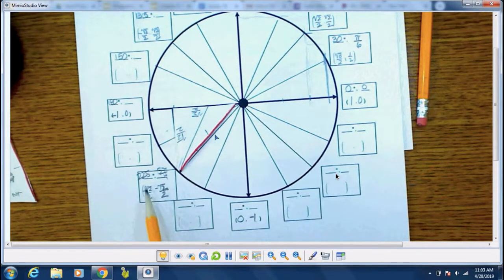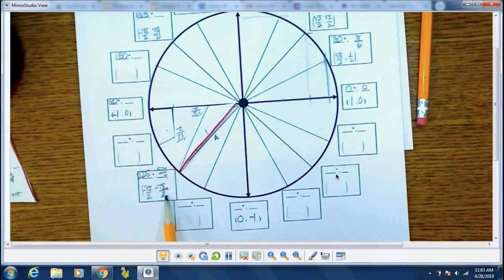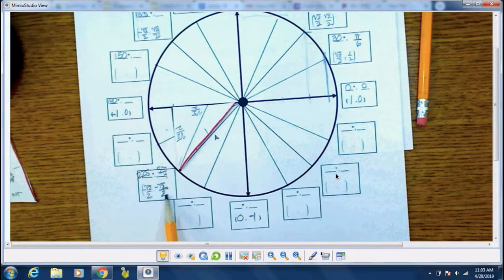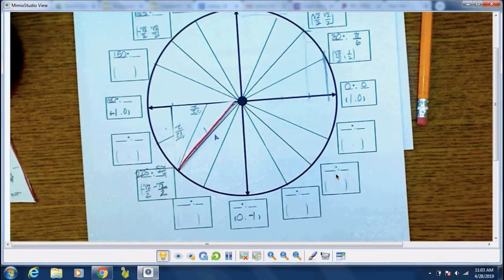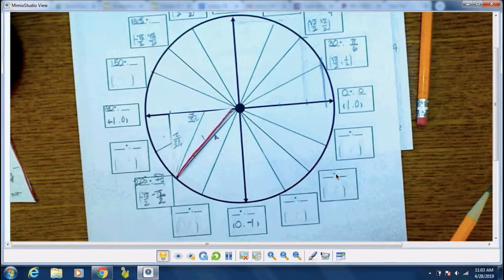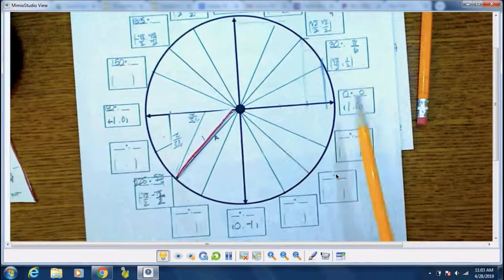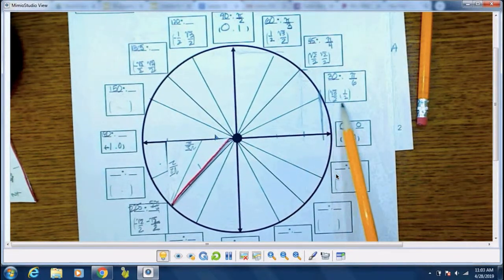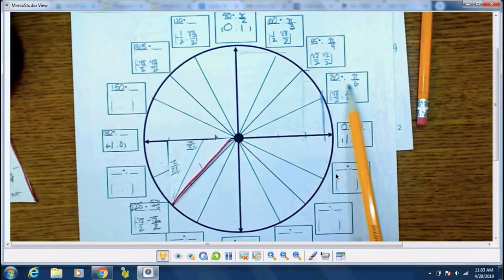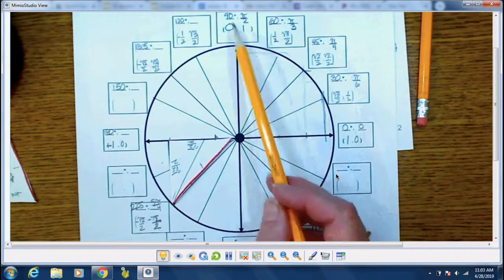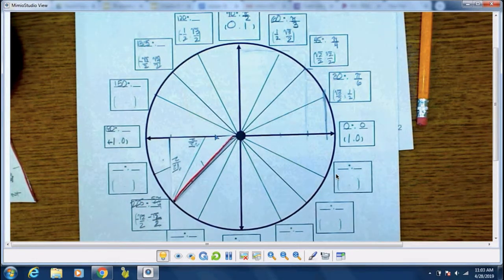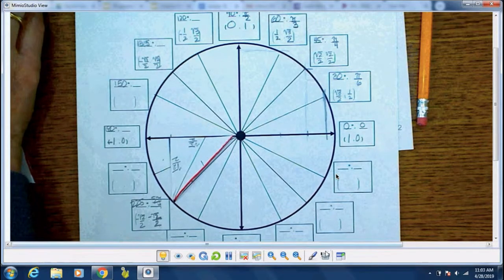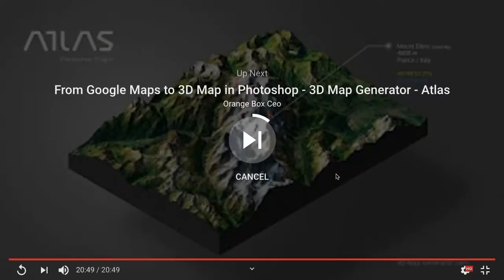Not really sure what I was talking about here, but I think you get the point. And then I think I'm saying to go all the way around the circle. You're only going to be using a combination of square root 3 over 2, 1/2, and square root 2 over 2. All right.